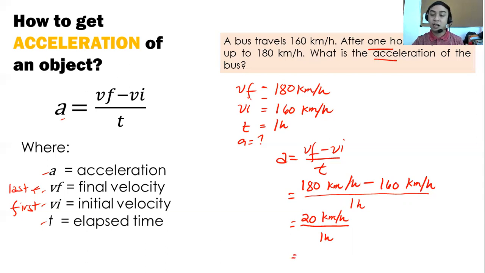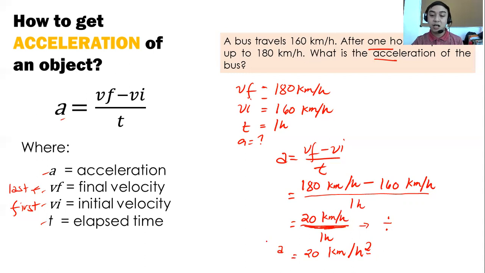Let's go to another operation. If you remember, I told you that this fraction symbol tells us that we need to divide. So 20 divided by 1 will give you 20. Then kilometer per hour divided by hour will give you kilometer per hour squared. This squared is read as 2. It is 20 kilometers per hour squared.